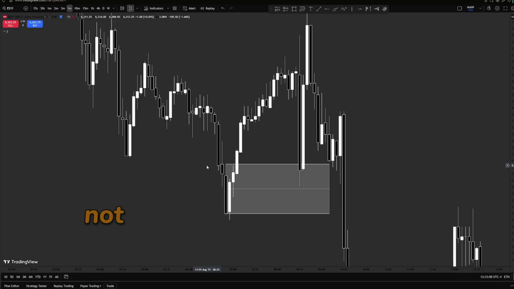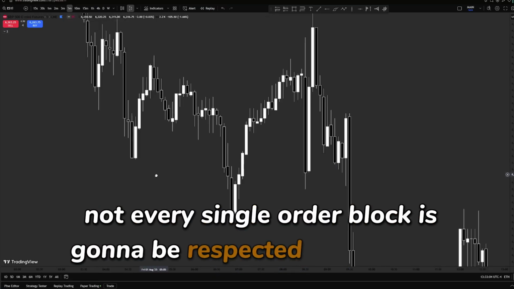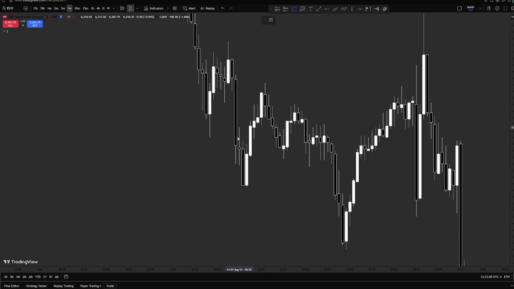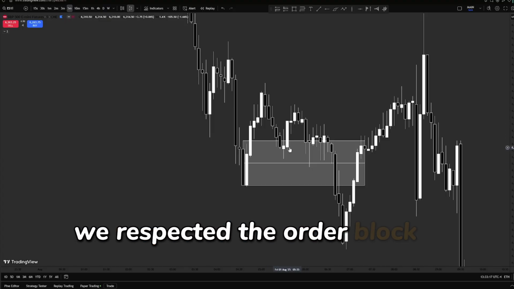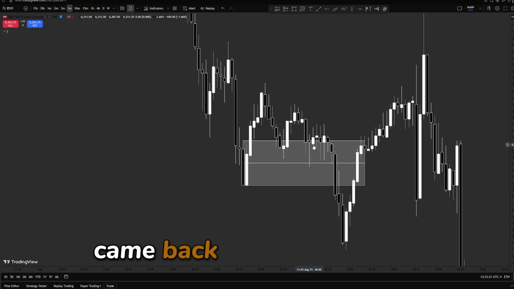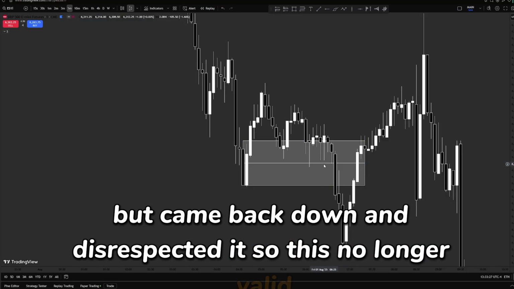Now again, not every single order block is going to be respected. Like this one here. As you can see, we reacted off it, it respected the order block at first, so we reacted, came back, tried to push higher, but came back down and disrespected it. So this is no longer valid.